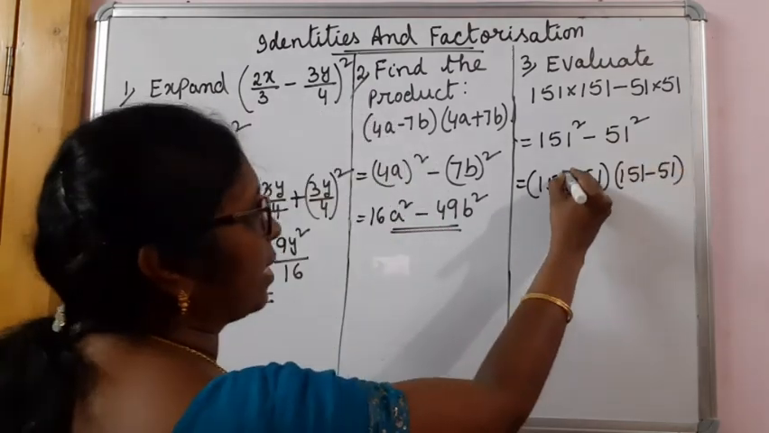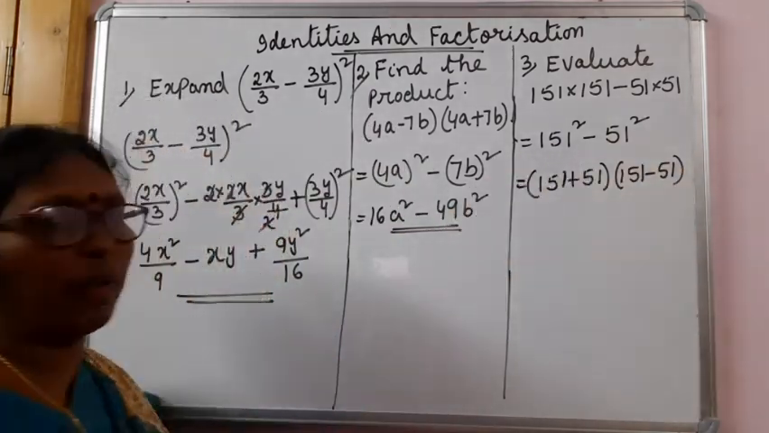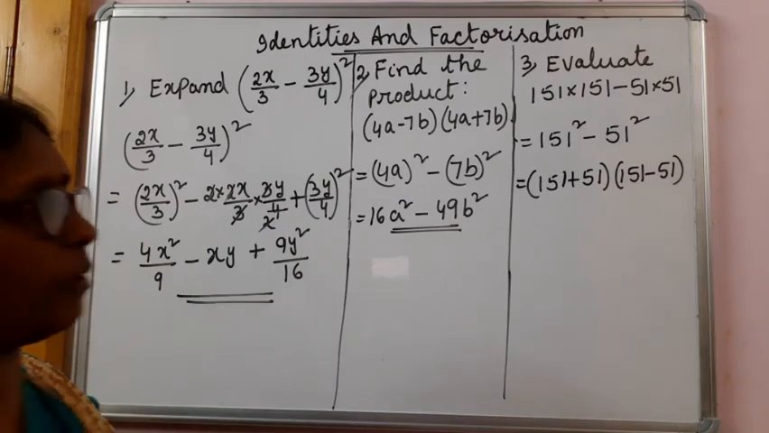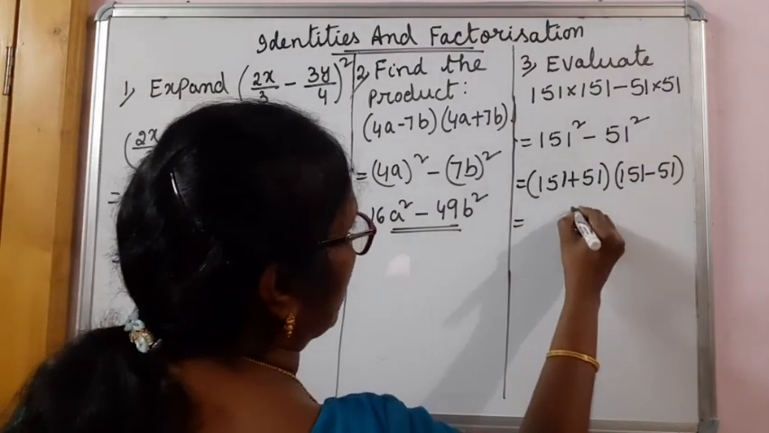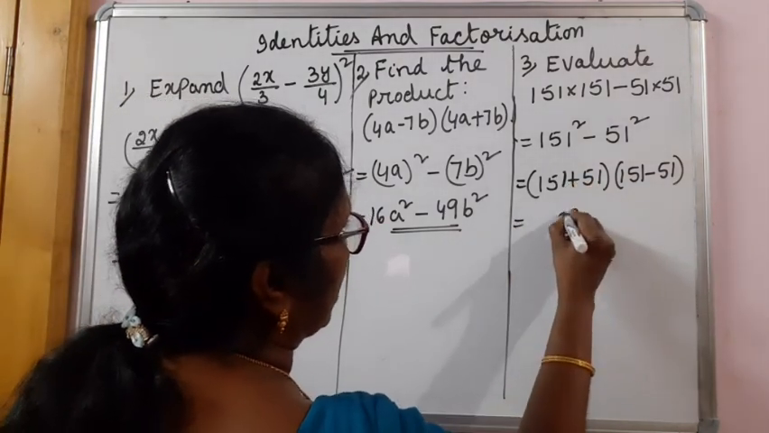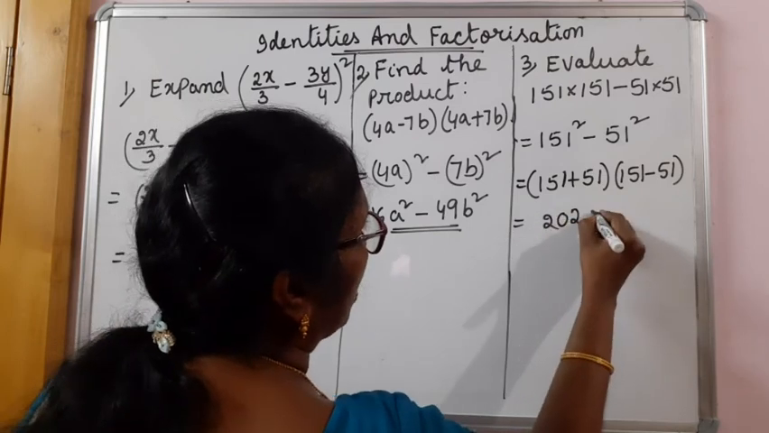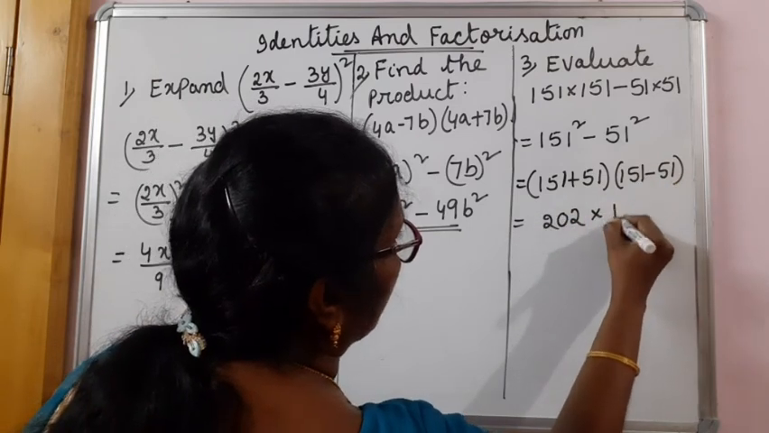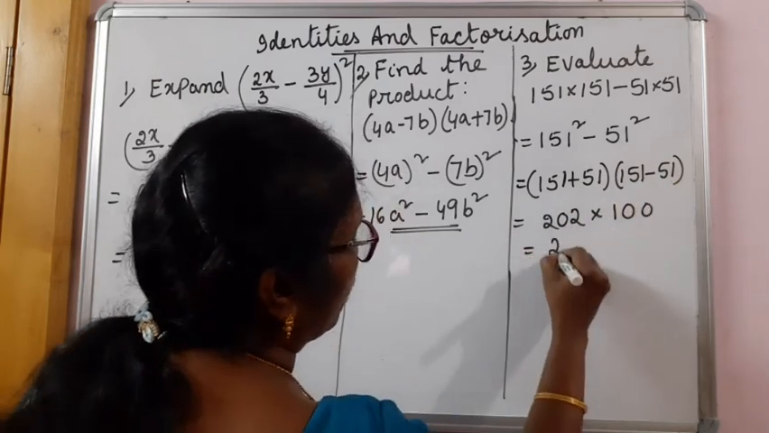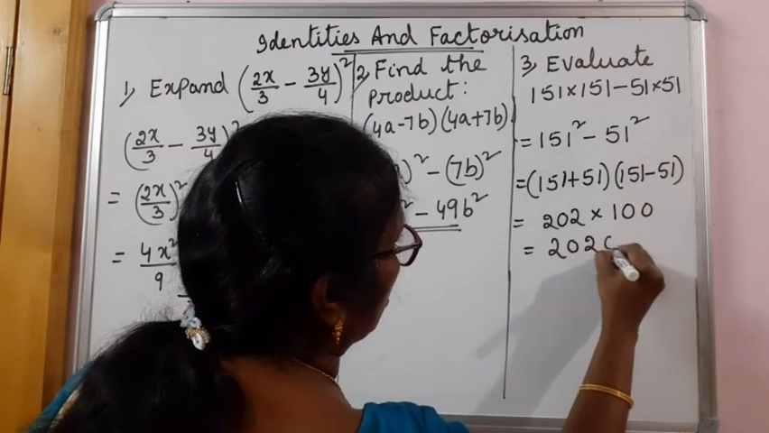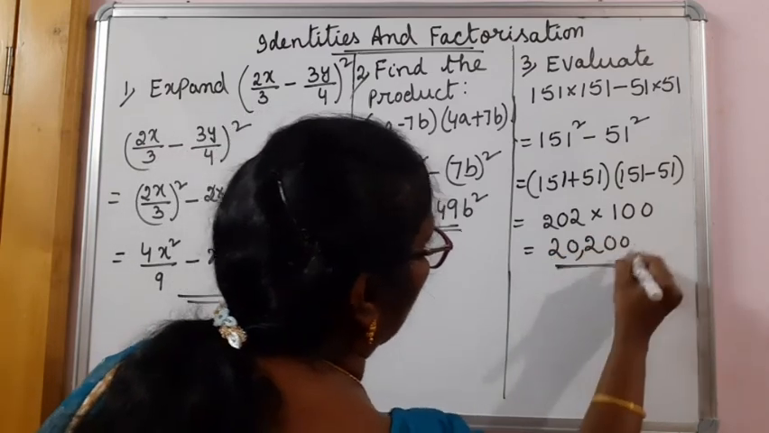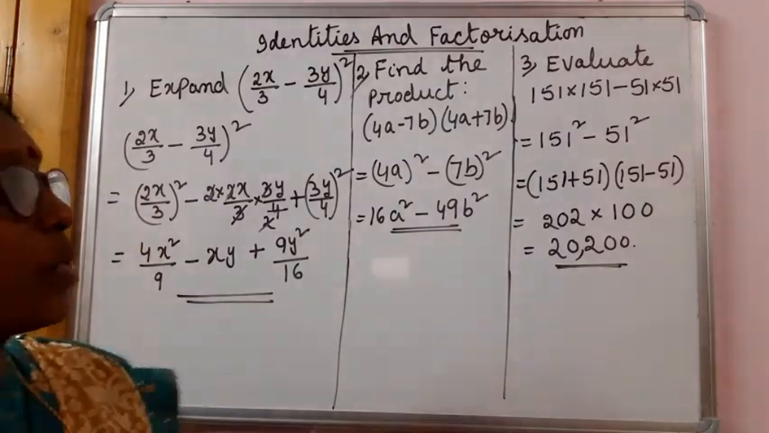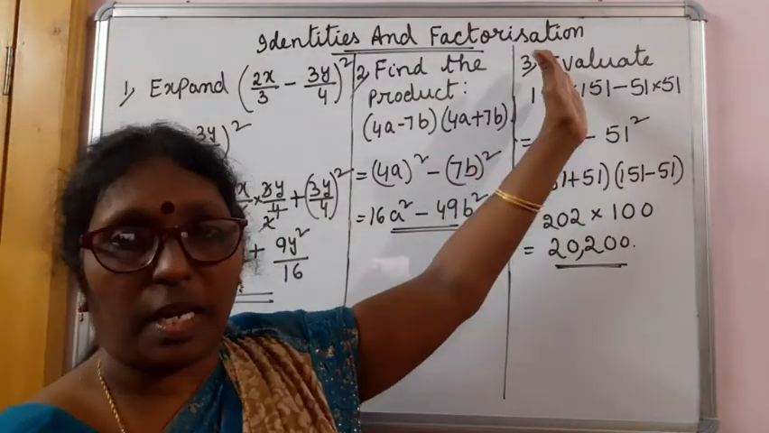In a, I am speaking and writing 151. In b, I am saying and writing 51. This is equal to 1 plus 1, 2; 5 plus 5, 10, 0, 1 carrying, 2, into 151 minus 51 is 100. So we get 20,200.